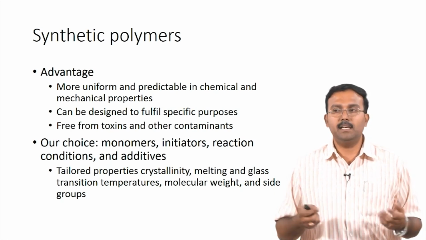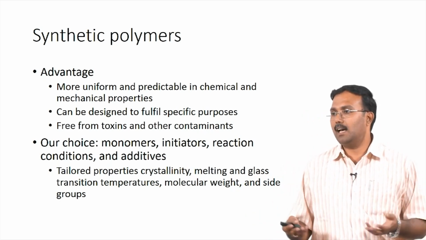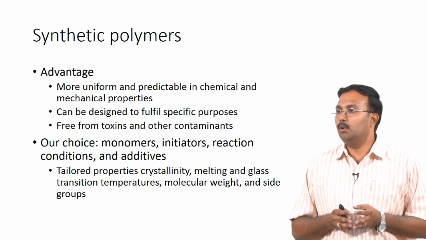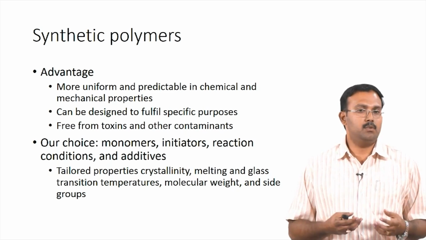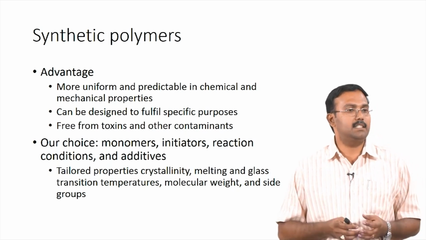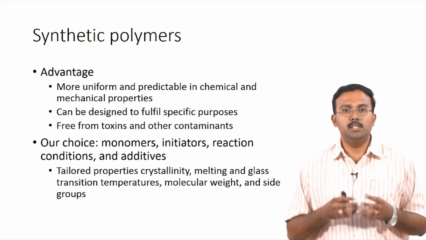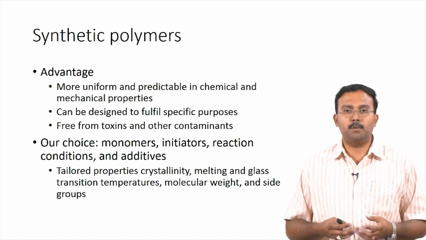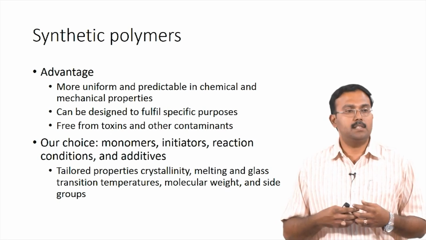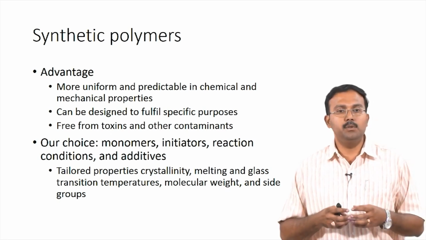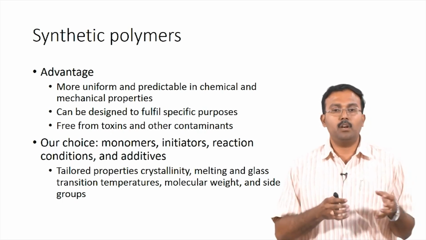You can make it free from toxins and contaminants, because you are going to be synthesizing it in a lab. You will have a lot of control over the quality of the material you are producing. So, you have choice over the monomers, the initiators, the reaction conditions and any additives you want to add to the polymer and so on. This way you can tailor many of the properties like crystallinity, melting and glass transition temperatures, molecular weights and side groups. These will give you desired properties which will be suitable for appropriate applications.